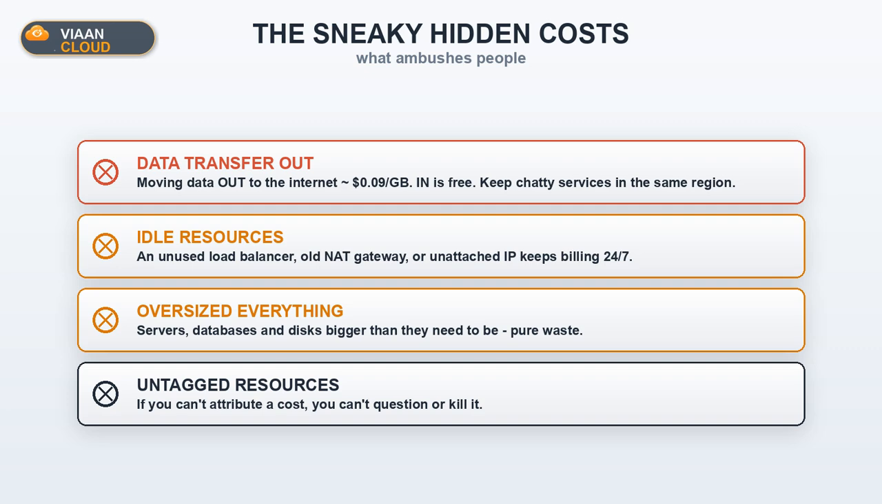Third, oversized everything, which we covered. And fourth, untagged resources you can't even attribute. The pattern is always the same. The cloud charges for what exists, not just what you use heavily. So hunt down and kill anything that's switched on but doing nothing.